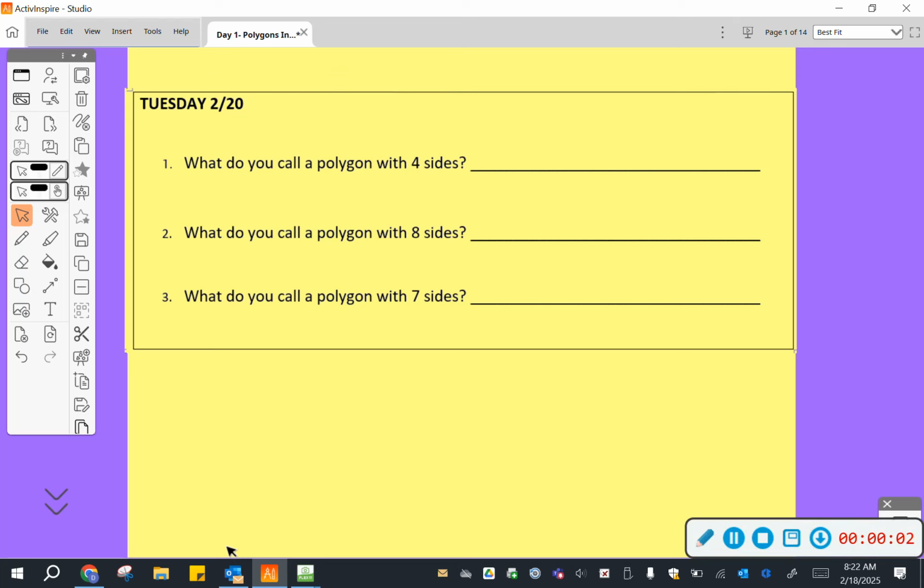All right, so we're going to start polygons. We've actually already semi-talked about polygons, but we're going to go further into detail today. So what do we call a polygon with 4 sides? Does anybody remember from middle school? Quadrilateral. Write this down, please. Quadrilateral.